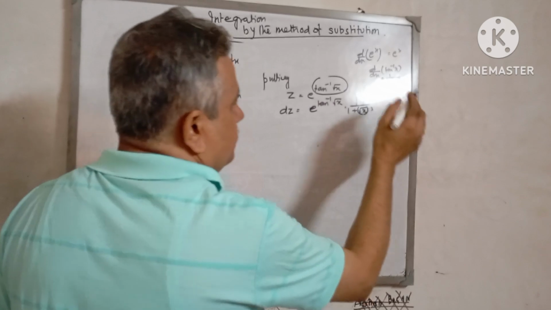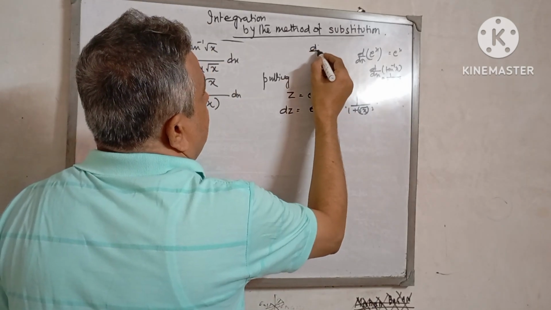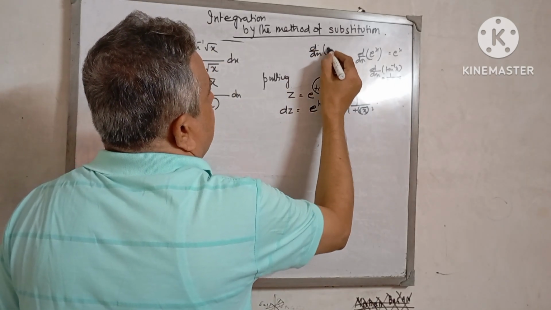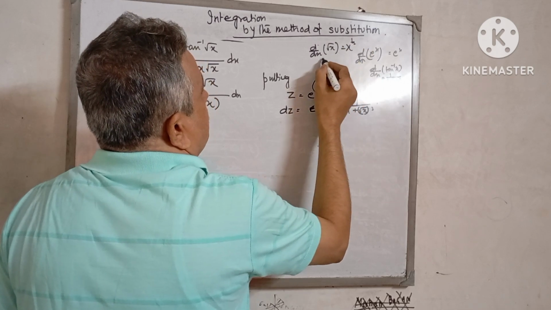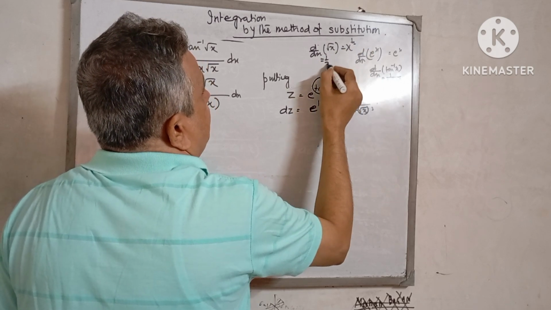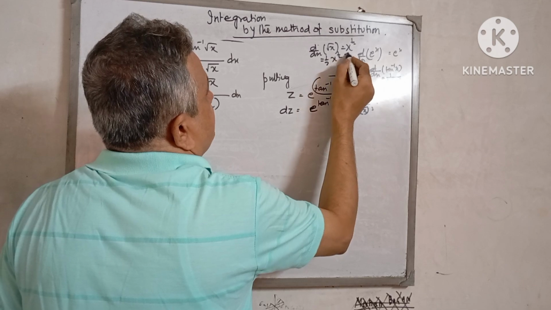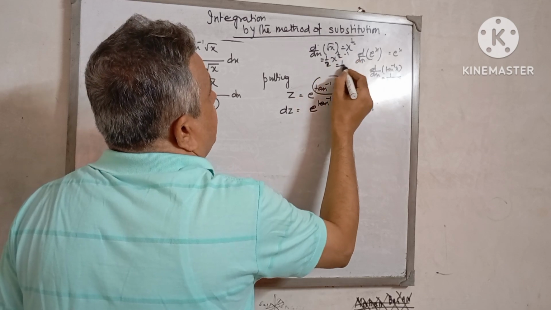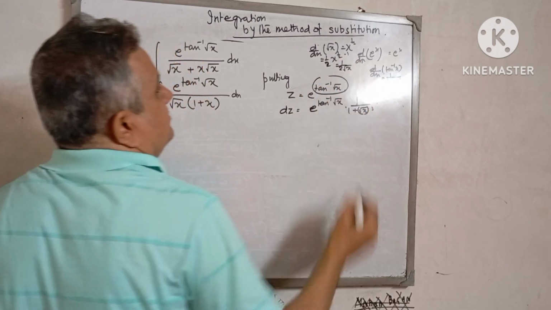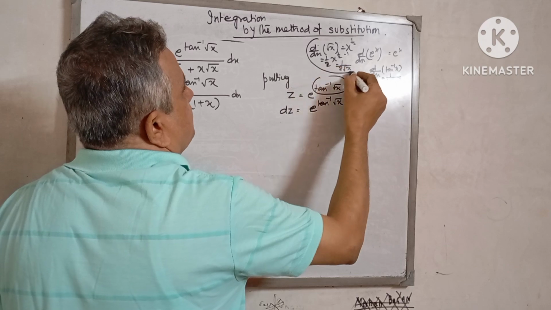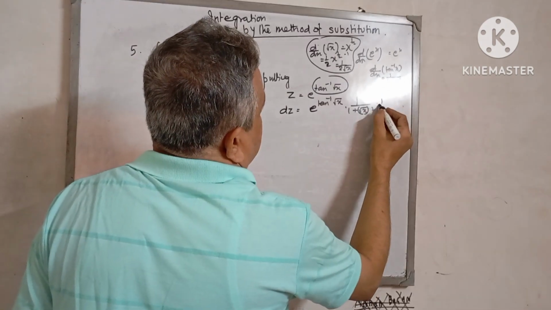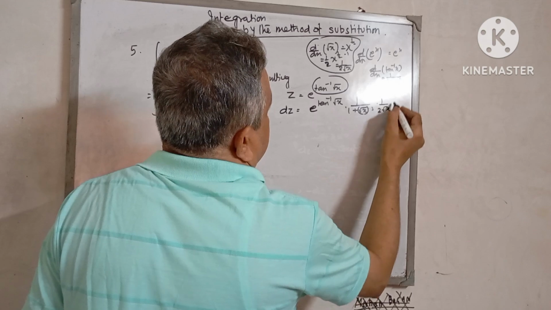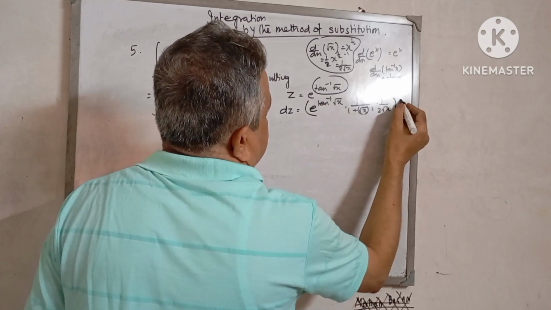This is the chain rule. The differentiation of root x, actually root x means x to the power half. So differentiate: half x to the power half minus 1. That is 1 by 2 root x. So differentiation of root x is 1 by 2 root x dx.